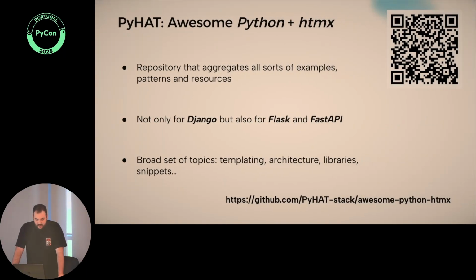Next is the PyHat repo. This is a repository that has all sorts of resources, patterns, and examples, not only for Django, but Flask, FastAPI, and other types of Python web frameworks. It covers a lot of topics such as templating, architecture, and has a lot of library snippets, so it's a good resource to learn.